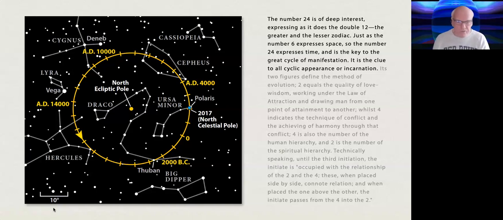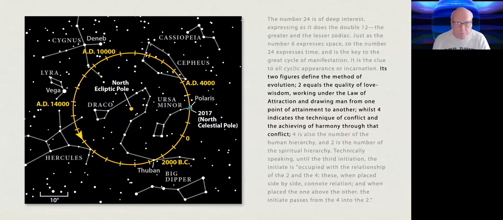Interestingly, Einstein's theory of general relativity was published just 10 years before A Treatise on Cosmic Fire. Okay, and next, its 2 figures define the method of evolution. 2 equals the quality of love wisdom, working under the law of attraction and drawing man from one point of attainment to another, whilst 4 indicates the technique of conflict and the achieving of harmony through that conflict.